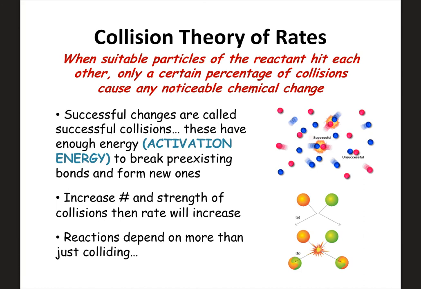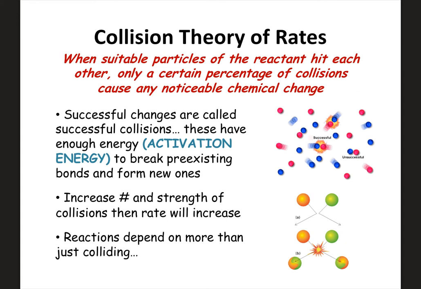This brings us to the collision theory of rates here. The basic gist of this is that when you have particles of the reactant hitting each other, only a certain amount of them actually cause a chemical change. So just because two reactant particles hit each other, that doesn't mean they're automatically going to react. The collision theory of rates says only a certain percentage of those collisions lead to a reaction or lead to a chemical change.